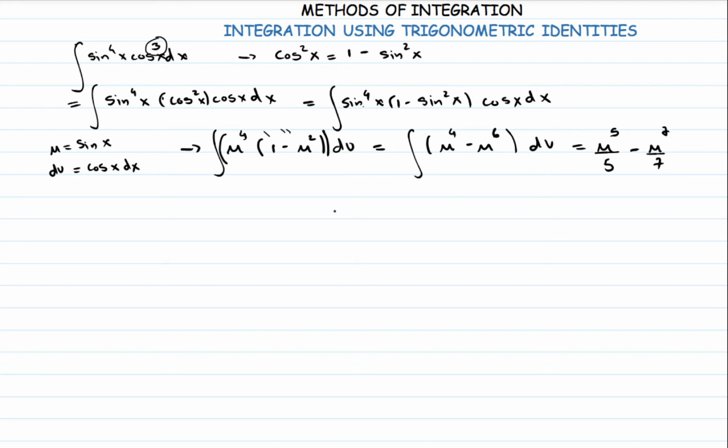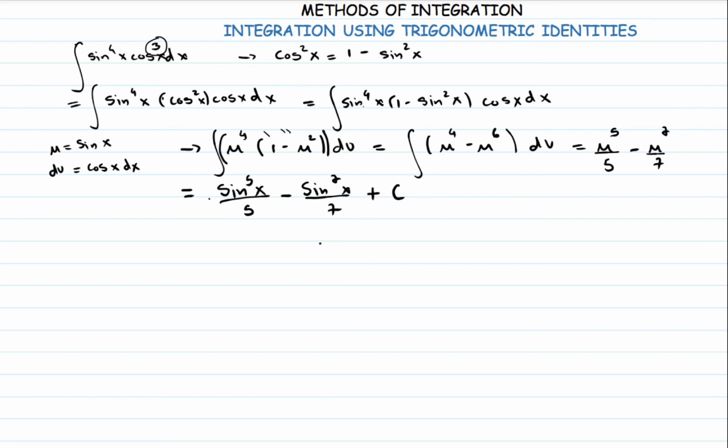Fine. But our function is in terms of sine and cosine, so we don't want u. So we're going to say it is equal to, instead of u, sine raised to 5 of x divided by 5 minus sine raised to 7 of x divided by 7. But this here, as you can see, has no limits of integration, so it's going to have our constant c. Done. This is case number 1.